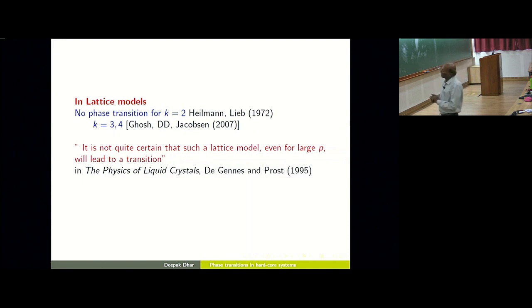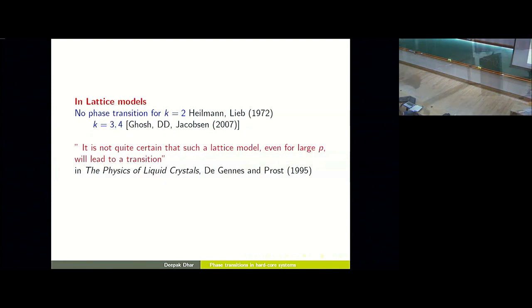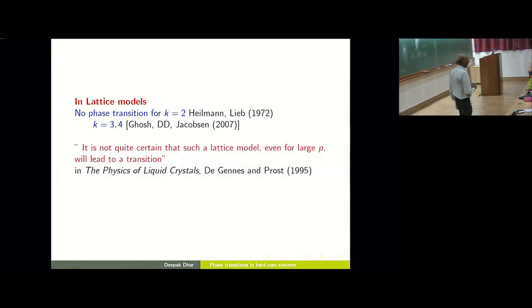So one can ask what happens for larger k. There is a book by Dijon and Pro in 1995 where they discussed this model, and they said that it is not quite certain that such a lattice model, even for large p, will lead to a transition. There p is our k. So even if you take large k, whether you get a phase transition in this lattice model is unclear. In the continuum model, the Onsager argument works well, and there is a phase transition. The question is, does the phase transition survive in the lattice model? And this was not very clear at that point in 95.